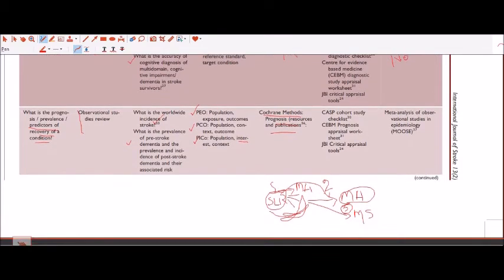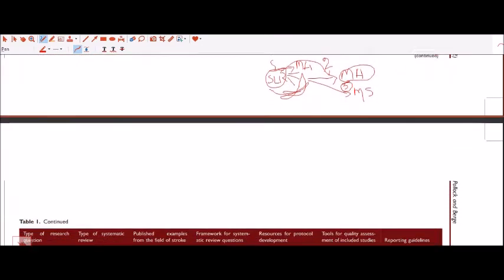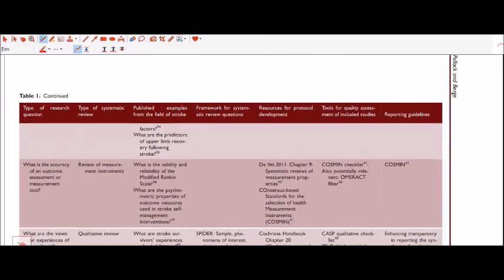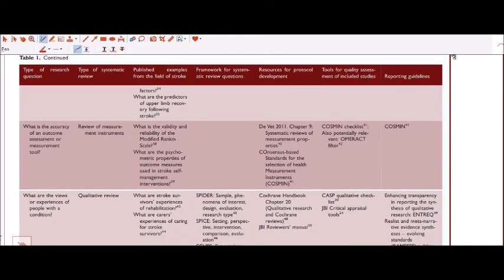So let me see if there are more blocks here. Yes, there is some more discussion here, and this is basically the accuracy of an outcome assessment or measurement tool that I have taken. So here the type of review is what? It is basically a review of measurement instruments.